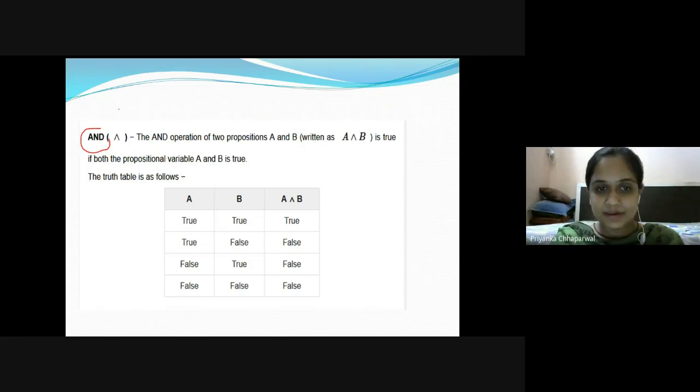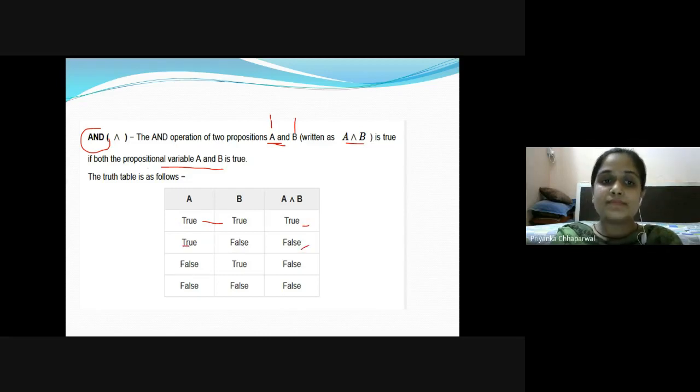It is just like an intersection. The AND operation of two propositions A and B is true if both the propositional variables are true. Means if the first variable is A and the second variable is B, if both are true, then your A and B is true. So here I am making a truth table for A and B. I am writing the possible true, false combinations. A is true, B is true, so the answer is true. A is true but B is false, the answer is false.